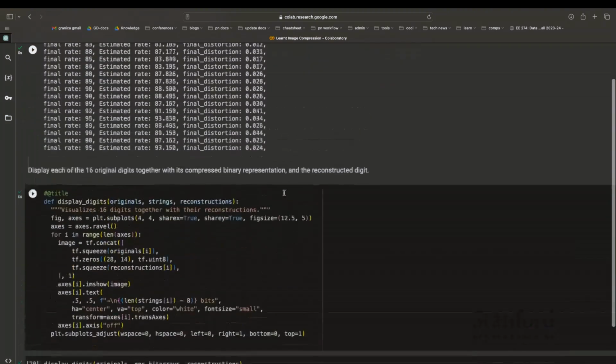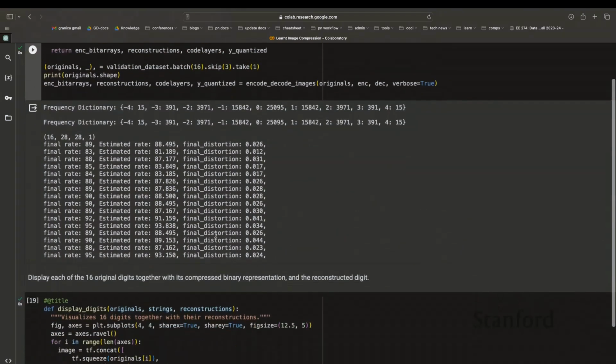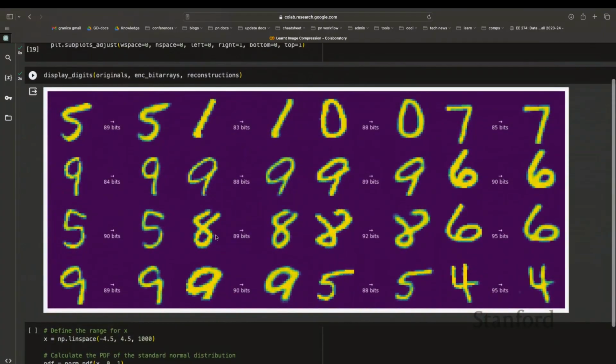At this point, we can look at the reconstructed images and the original images. On the left here, we are showing the original image X, and on the right is the reconstructed image X hat using this learned compressor. For example here, just using 89 bits, you start with this 5 and you get this reconstruction 5. Overall, this compressor doesn't look bad. It's doing a somewhat reasonable job.